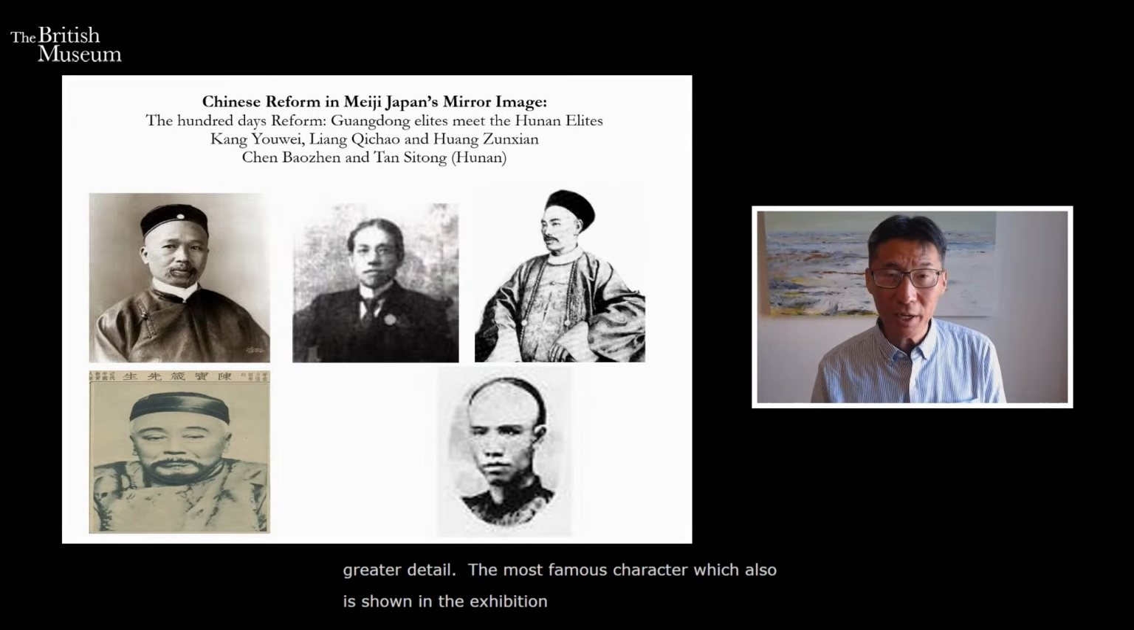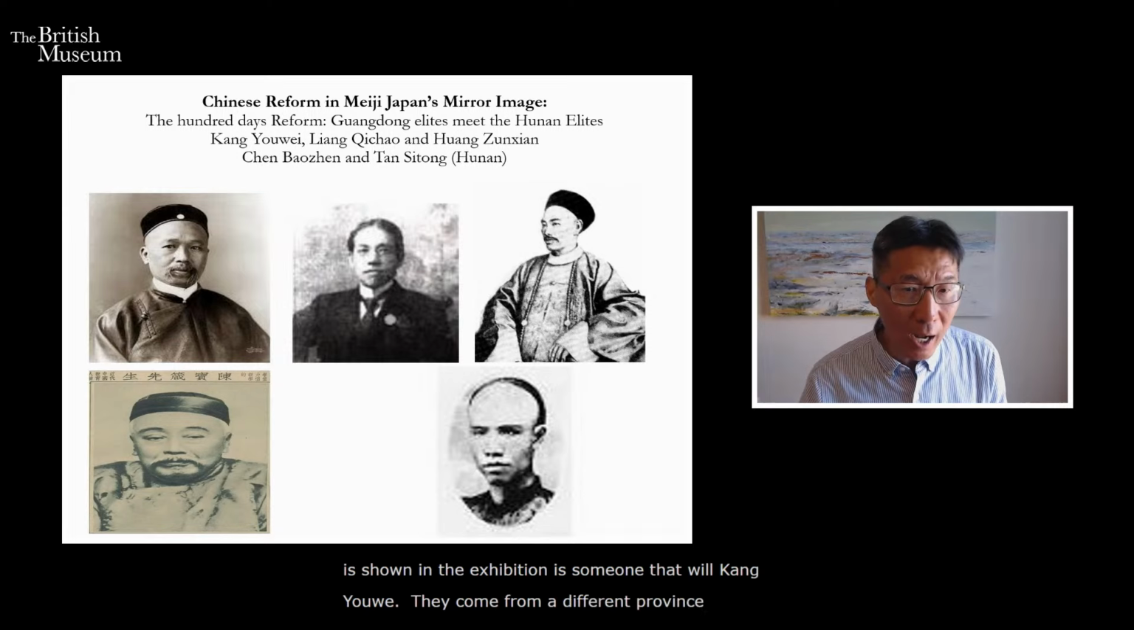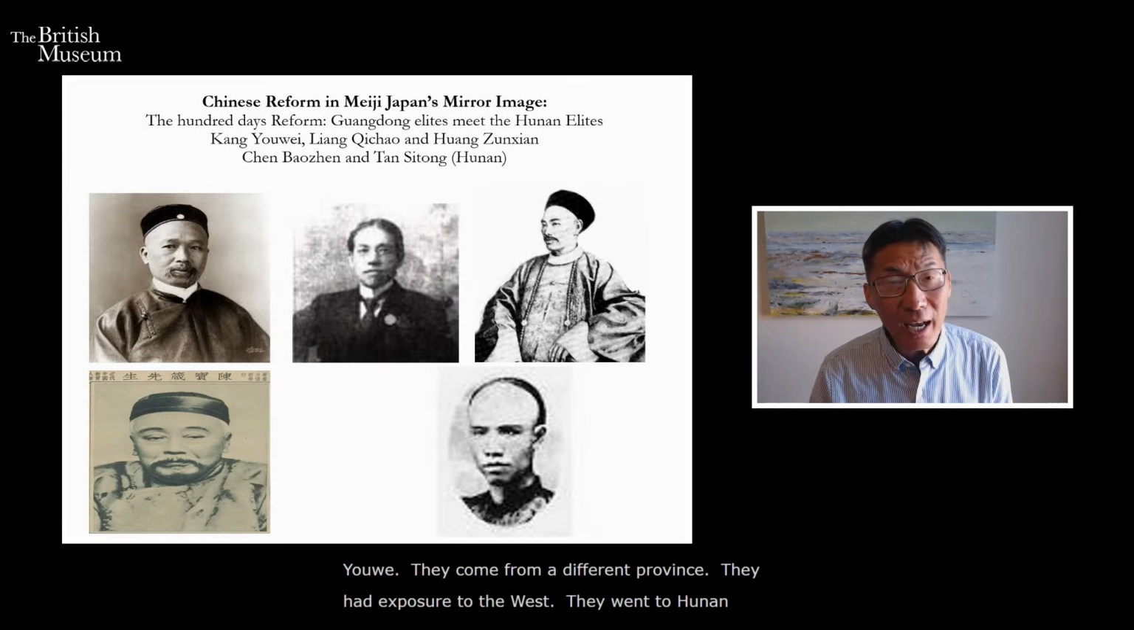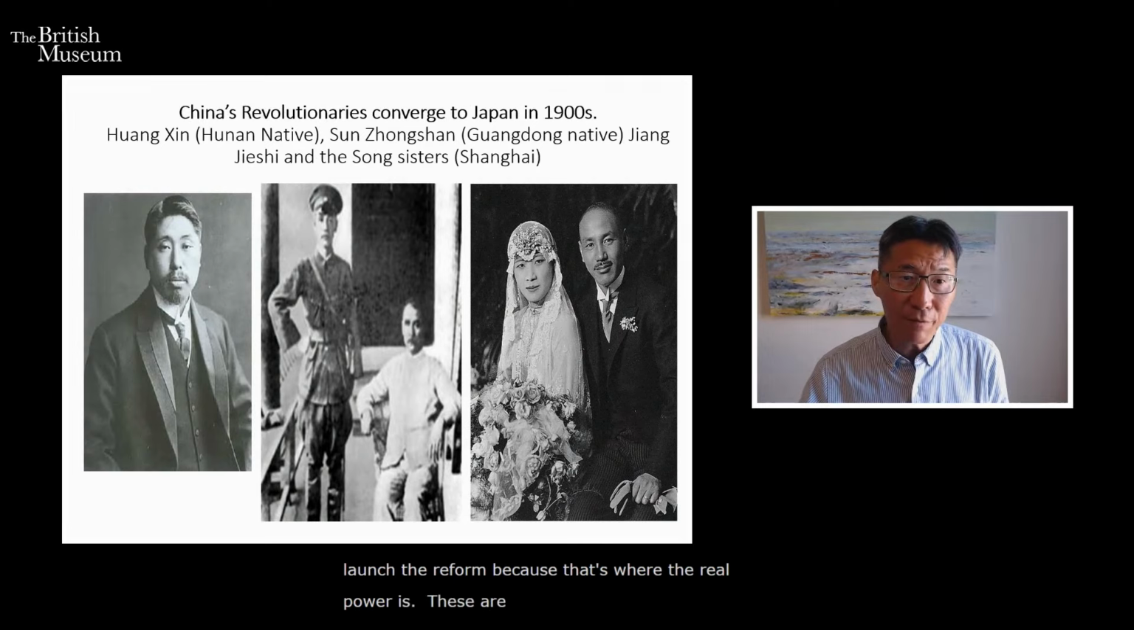Kang Youwei, Liang Qichao, and Huang Zunxian, all these people come from Guangdong province because they had exposure to the West. But it's very interesting, they went to Hunan to launch the reform, right? Because that's where the real power is. So Chen Baozhen and also Tan Sitong. And so these forces began to get together and have a Japanese-style reform.